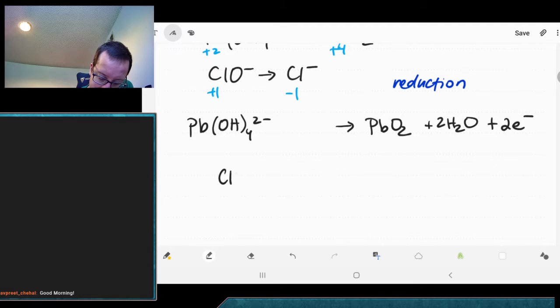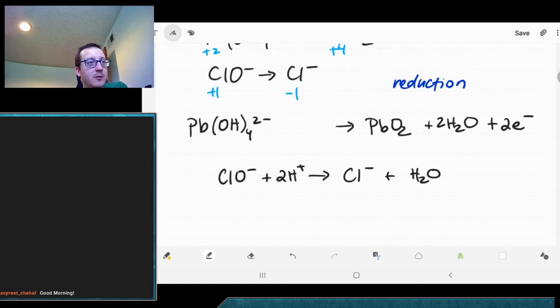If we do the other one, we start by balancing chlorine. Chlorine's already balanced. So now we need to add a water to balance the oxygen. And we're going to need to put 2 H pluses to balance that side. And then 2 electrons to balance the charge. Since that's how we would do it in acidic solution.